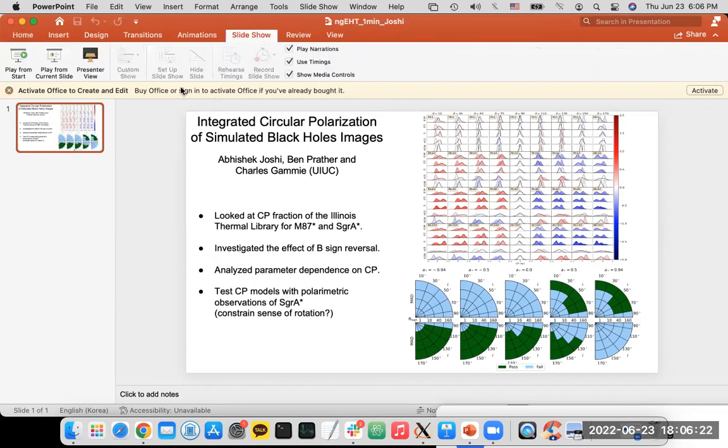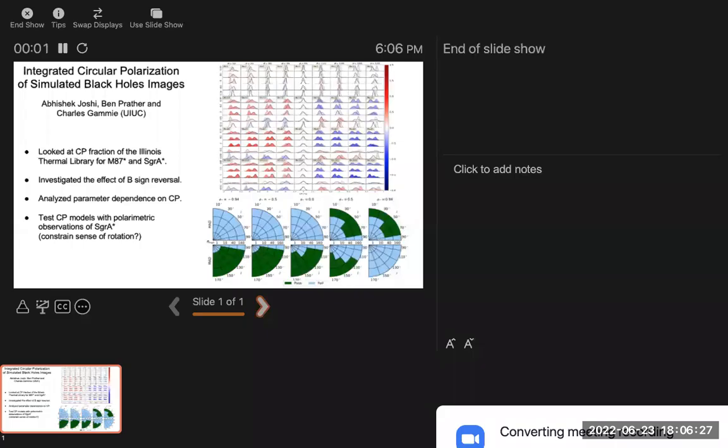Well, I can get started with my introduction. Hey everyone, I'm Abhishek. I'm a third-year graduate student at the University of Illinois, and my poster is about work I've done on circular polarization. This is in collaboration with Ben Prather and Charles Gammie from the University of Illinois as well.